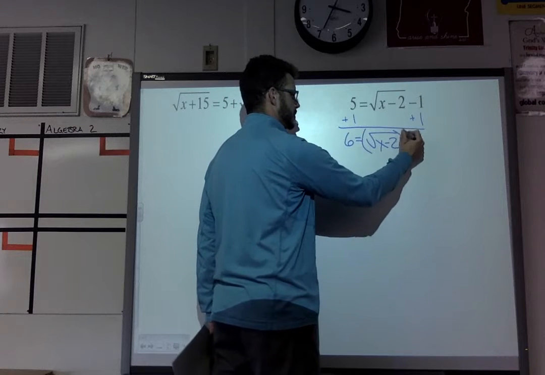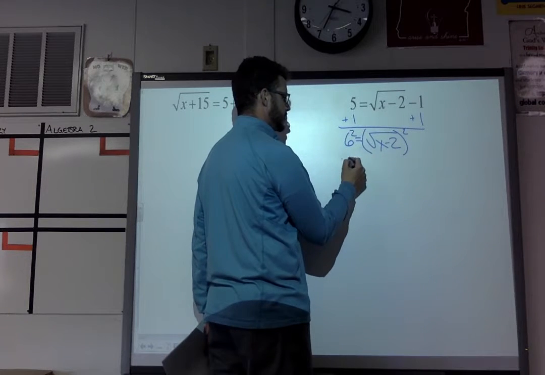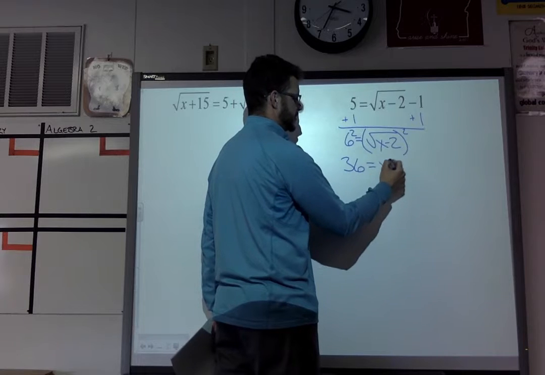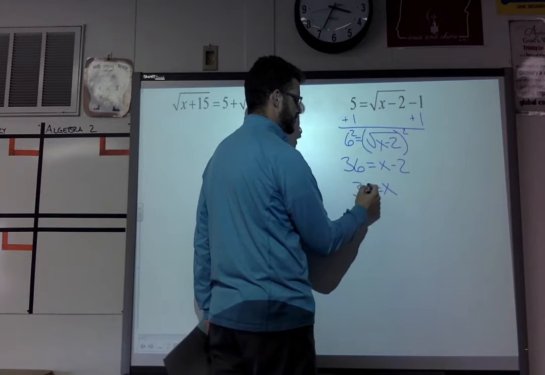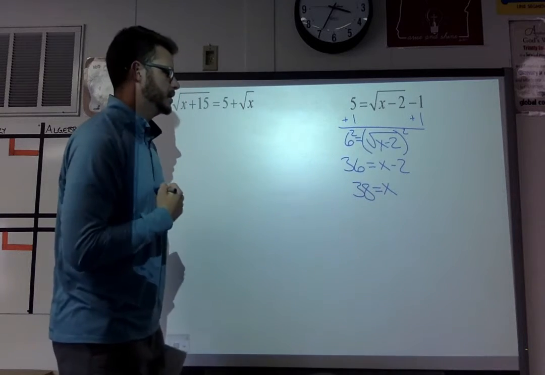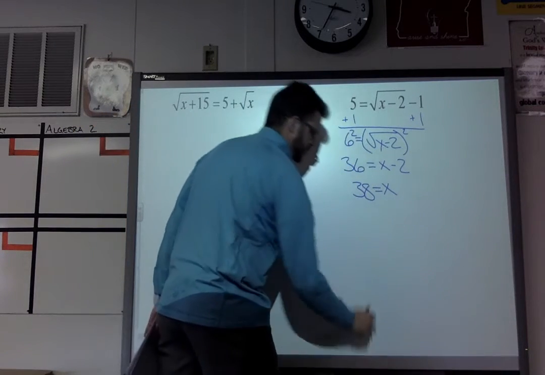We're going to square both sides. 36 equals x minus 2. So x equals 38. Then we want to plug that in to check it.